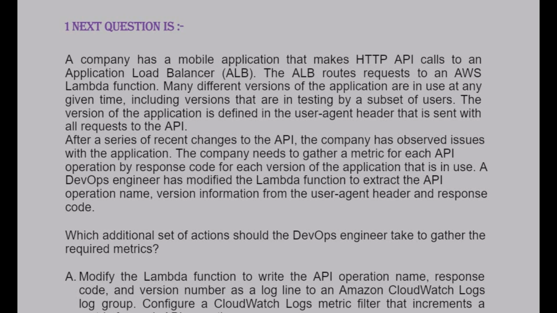After a series of recent changes to the API, the company has observed issues with the application. The company needs to gather a metric for each API operation by response code for each version of the application that is in use. A DevOps engineer has modified the Lambda function to extract the API operation name, version information from the user agent header, and response code. Which additional set of actions should the DevOps engineer take to gather the required metrics?